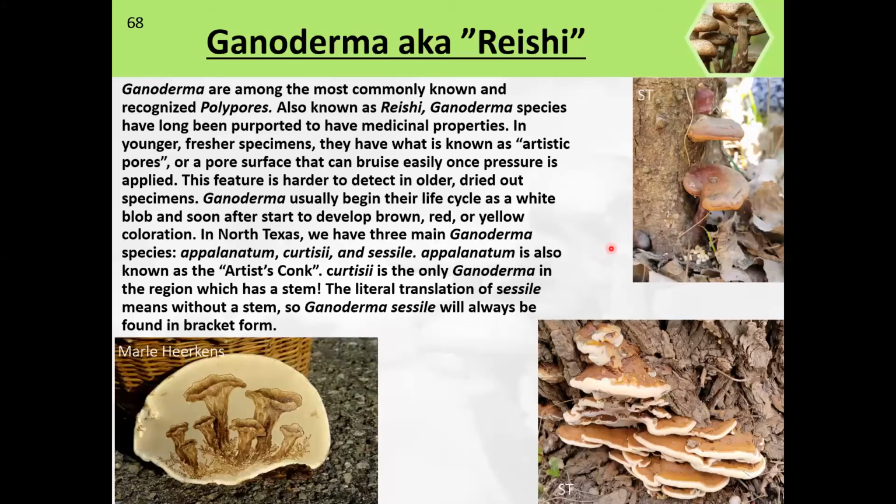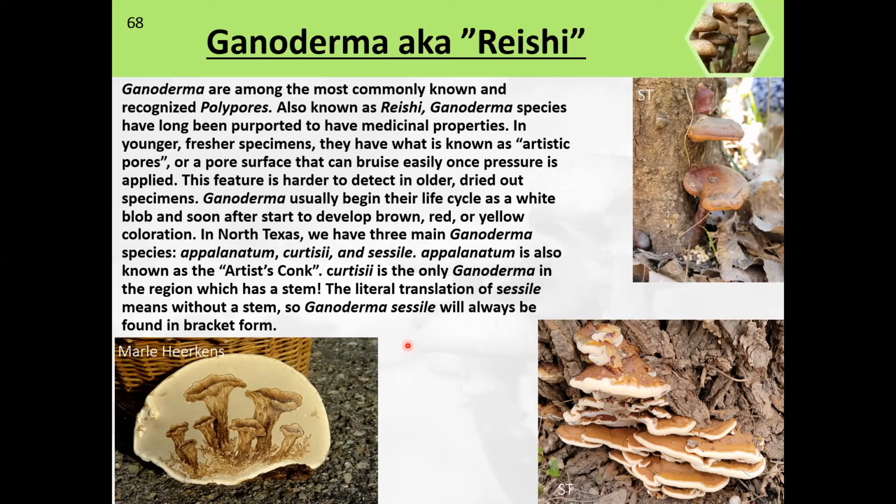So Ganoderma, some of you may have seen this out on our forays. We usually find these almost every foray. Ganoderma are among the most commonly known and recognized polypores. They're also known as reishi, traditionally regarded to have a lot of medicinal properties. Chinese have been using these for thousands of years.